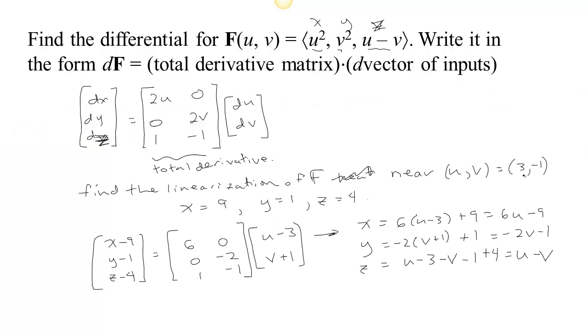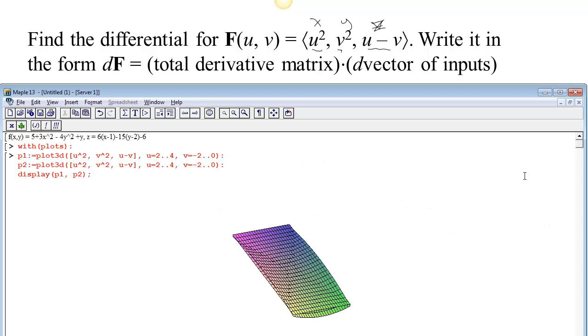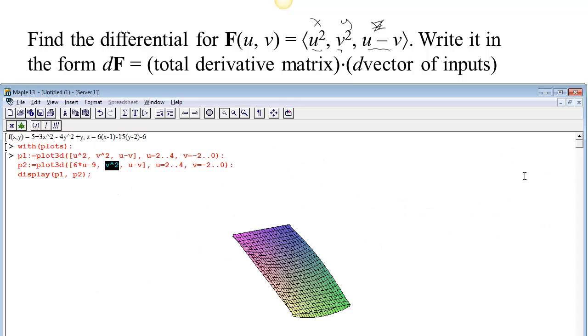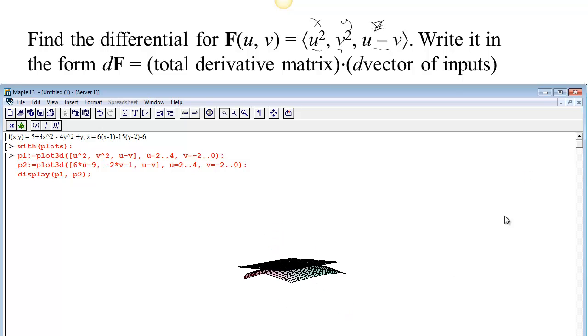But now the linearization of x is 6u minus 9, so 6 times u minus 9. The linearization of y is negative 2v minus 1, so negative 2 times v minus 1. And the linearization of z was the same as it was before. So I'm plotting both of those surfaces in the same range. Let's see what we get.